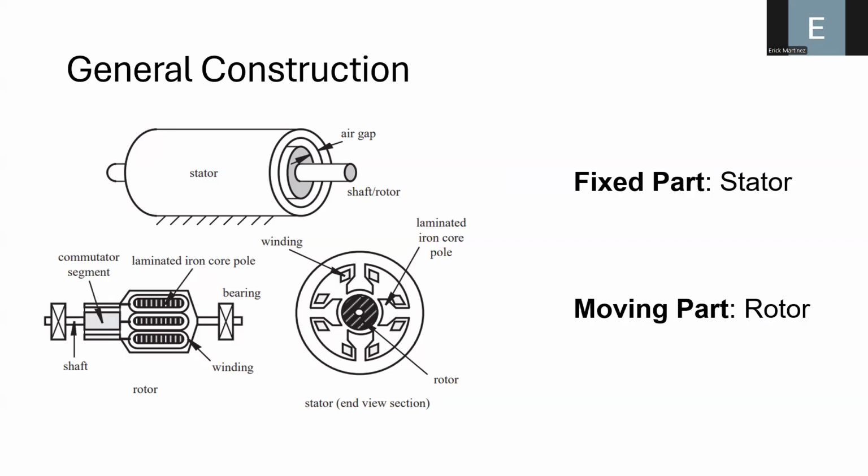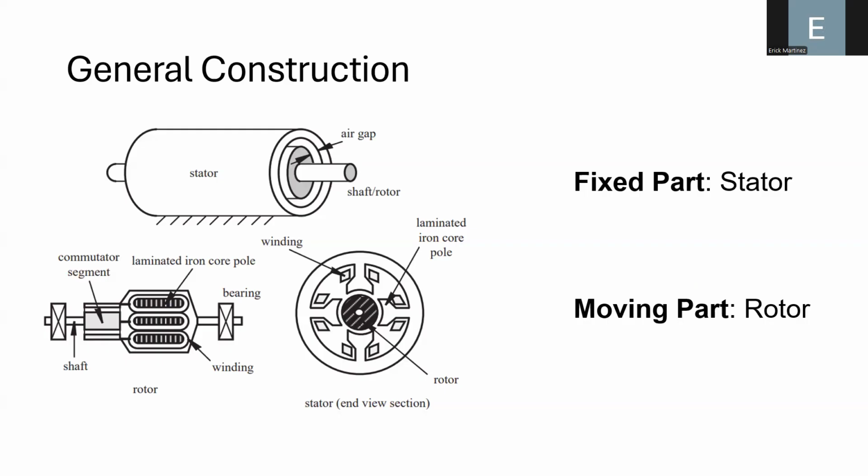This is the stator, the fixed part of the electric motor, and the rotor is the moving part. In fact, it is the element that is rotating constantly and that is coupled with the shaft of the motor. So the shaft and the rotor are typically coupled together, and these two elements are the basic structure of any electric motor.